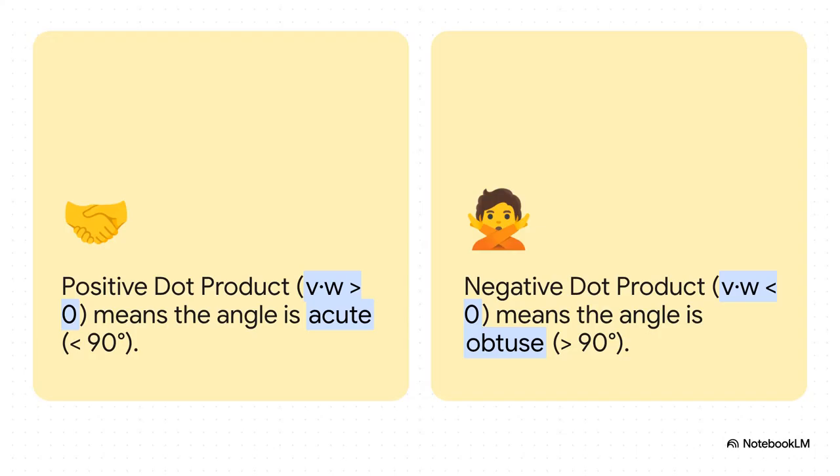If the dot product is positive, it means the cosine of the angle is positive, which only happens when the angle is sharp or acute, less than 90 degrees. But if the dot product is negative, the cosine is negative, and that means the angle has to be wide or obtuse, greater than 90 degrees. And that's it. That's what pointing away means in math, a negative dot product. So now that we have our clue, we can go back and crack this case.